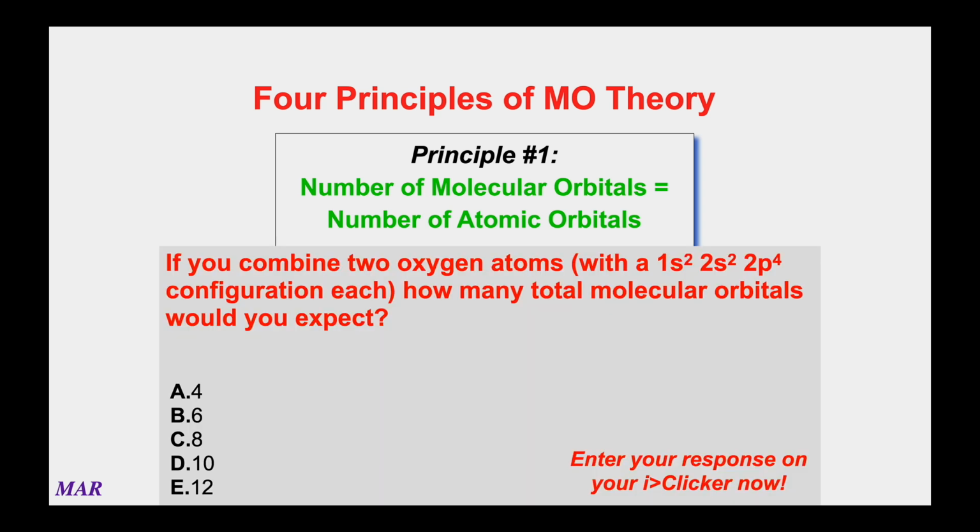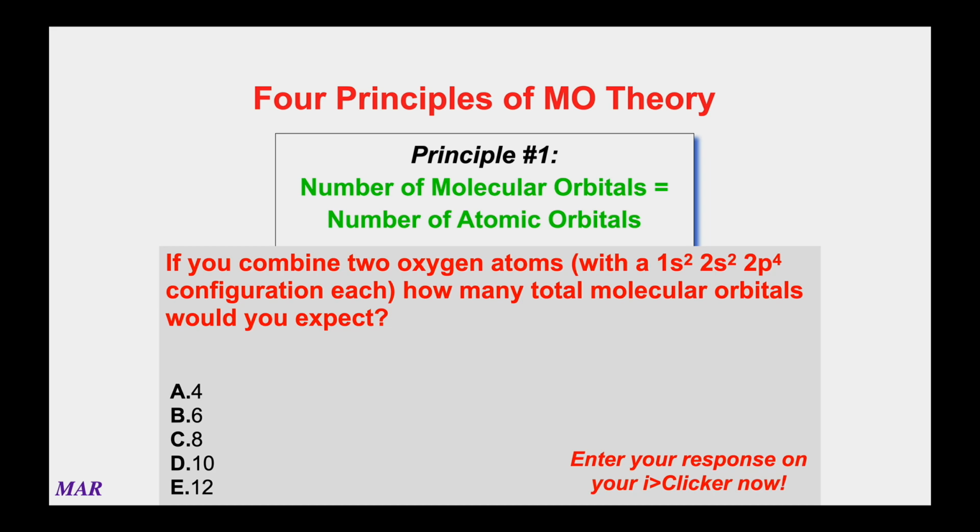No problem. So let's say that you combine 2 oxygen atoms together. How many total molecular orbitals would you expect? This is the kind of thing you can think about. So oxygen is 1s2, 2s2, 2p4. So each oxygen has 1 1s. It has 1 2s. But if you remember the 2p's, there's actually 3 of them. You can hold 6 electrons, 2 electrons per orbital, all right? So there's 3 2p orbitals per oxygen. So that means that each oxygen has 1 plus 1 plus 3, or 5 atomic orbitals.